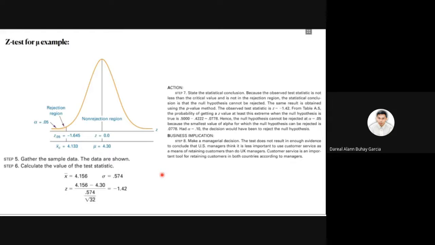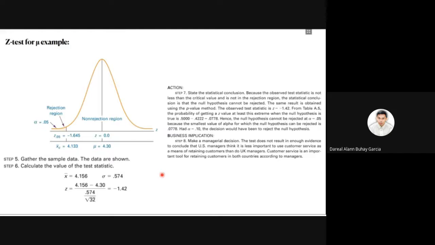So what is the implication of our statistical conclusion to our problem? The test does not result in enough evidence to conclude that US managers think it is less important to use customer service as a means of retaining customers than do UK managers. All right.